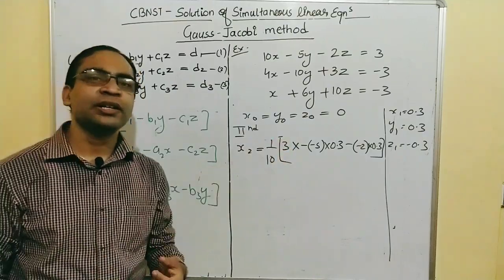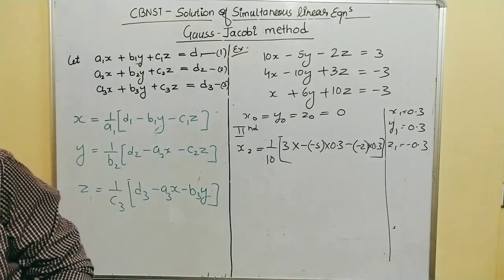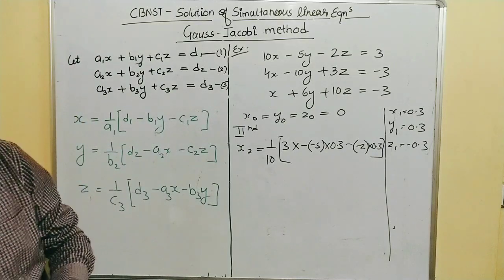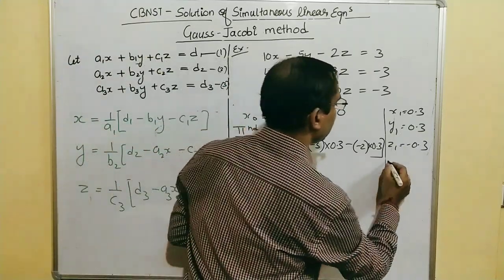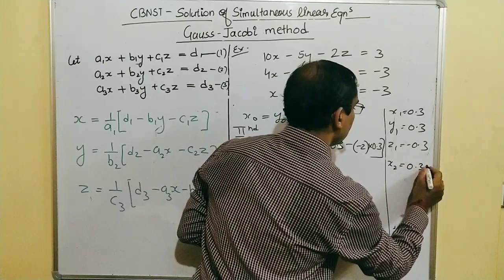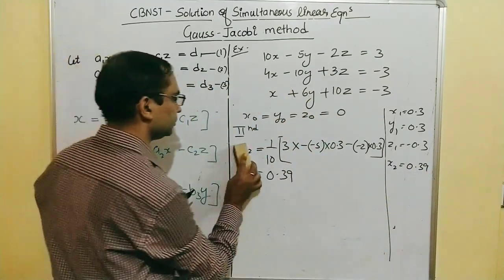So we can use the scientific calculator. Let me see what is the value of this x2. x2 is coming 0.39. So let me write x2. This is 0.39. Now we'll calculate y2.